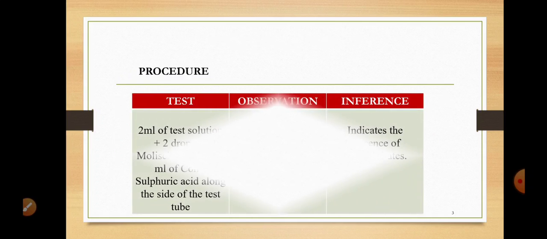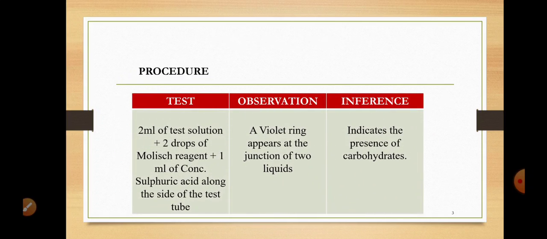Next, let us see the procedure. What is the procedure involved in this Molisch test? That means how we can carry it out in the lab. Let us see the test column first. Here we are taking first a clean test tube. To that we are adding 2 ml of test solution, that is, whatever compound is given, its solution we are preparing to identify it.